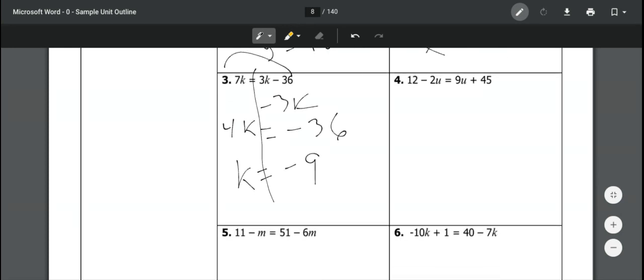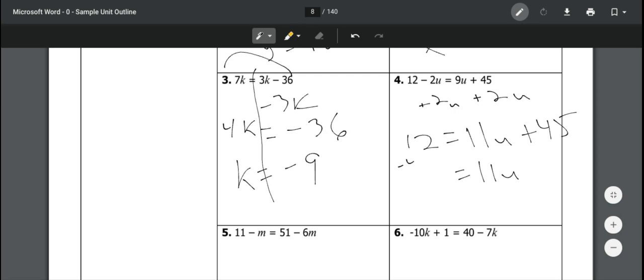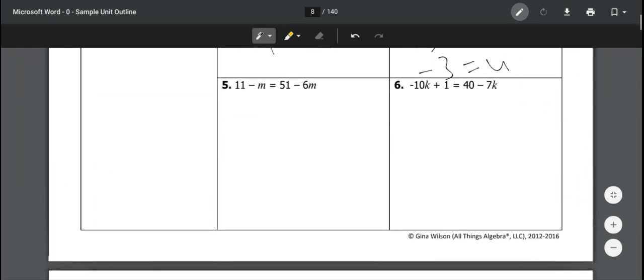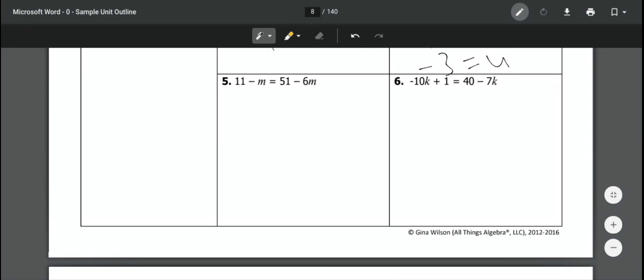Okay, again, it doesn't matter which side you do. I'm going to move the negative 2 over just to show that we can do it either way and it turns out the same. And it's easier to add 2 to 9 also. So we have 12 equals 11u plus 45. 11u, and I'm going to minus 45. So 45, 35, 33, so negative 33. And then divide by 11, so u equals 3. And again, pause it if I'm going too quickly.